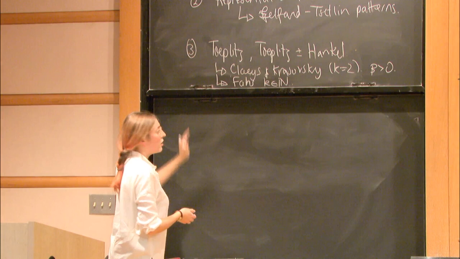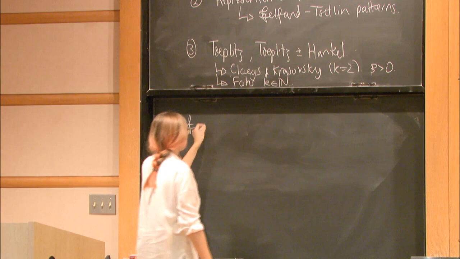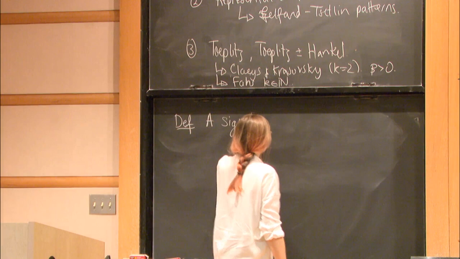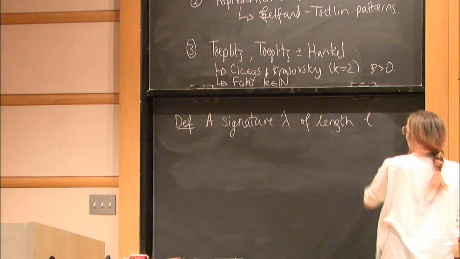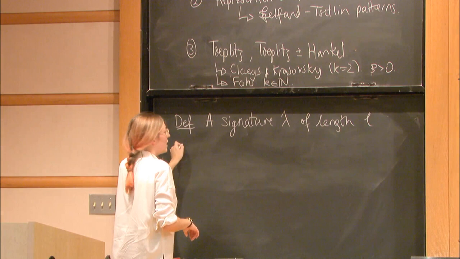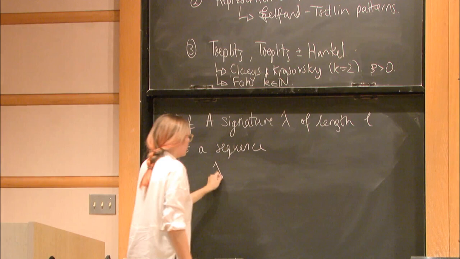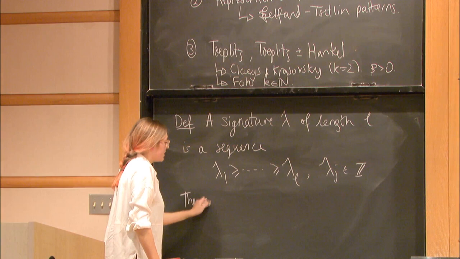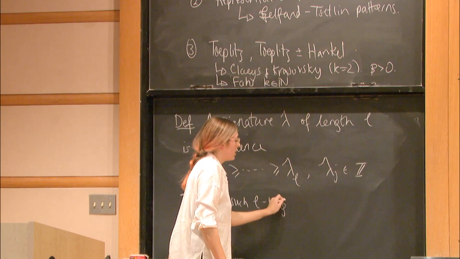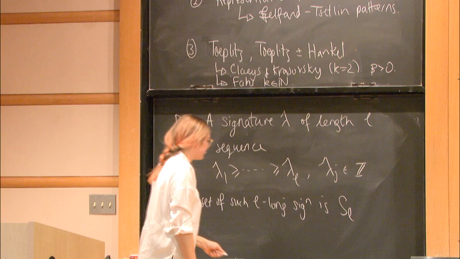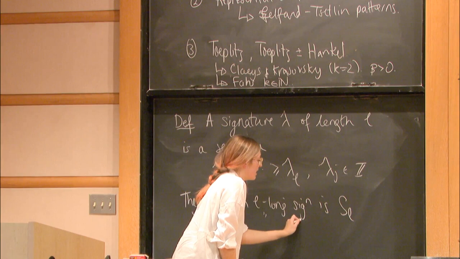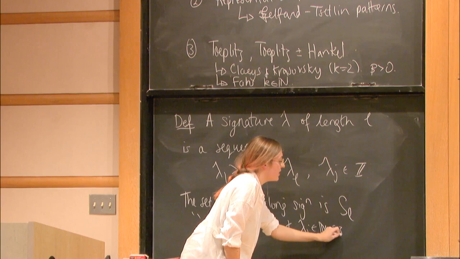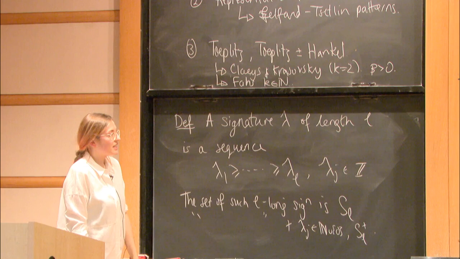Firstly, a definition. A signature lambda of length L is some non-decreasing sequence of L parts such that each element is an integer. The set of such L-long signatures is denoted by S sub L. A set of L-long signatures where additionally we require that lambda j is a non-negative integer is possibly more frequently called a partition, but we'll call the set S sub L plus.